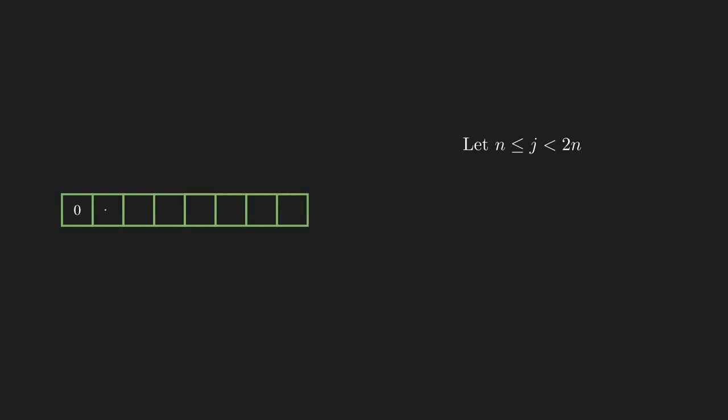Now choose any output index j satisfying n less than or equal to j and j less than 2n, and define I equals j minus n. Subtracting n from the interval gives 0 less than or equal to I and I less than n. The loop therefore processes I, and its second assignment gives ANS at I plus n equal to nums at I.